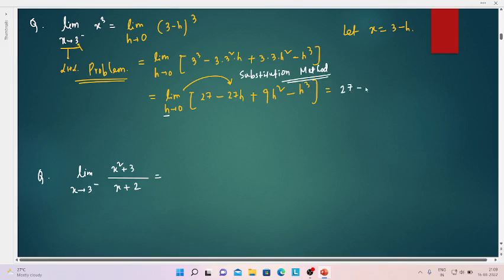It will be 27 minus 27 times 0, which is 0, right? 9 times 0 square will be 0, and 0 cube will be 0, because we have to put h as 0, right? So it will become 27. So you can see that the left hand limit of x cube when x tends to 3 minus will become 27. So let's do another one.